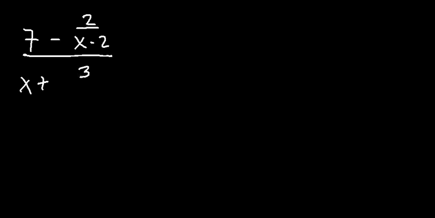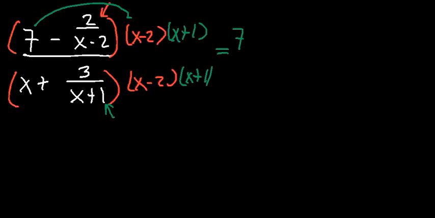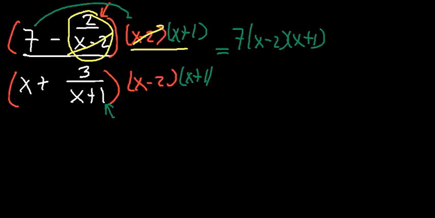So let's try this one. 7 minus 2 over x minus 2 divided by x plus 3 over x plus 1. So now we need to multiply top and bottom by x minus 2 to get rid of this fraction. But we also need to multiply top and bottom by x plus 1 so that we can get rid of this fraction. So 7 times these two terms is just 7 times x minus 2 times x plus 1. Now 2 over x minus 2 times this, the x minus 2's cancel, so you're left over with negative 2 times x plus 1.